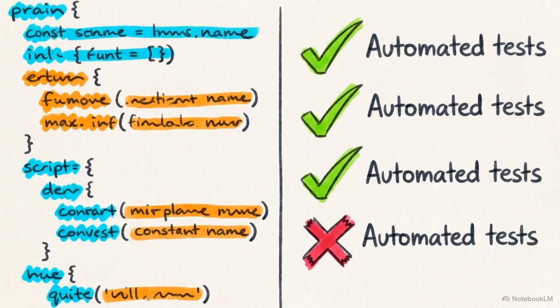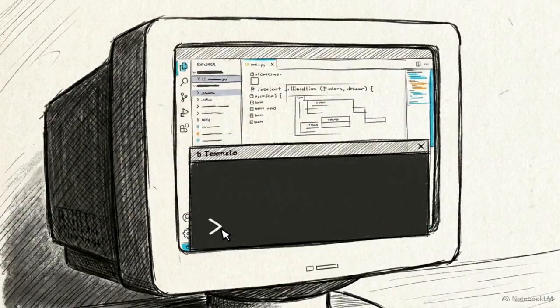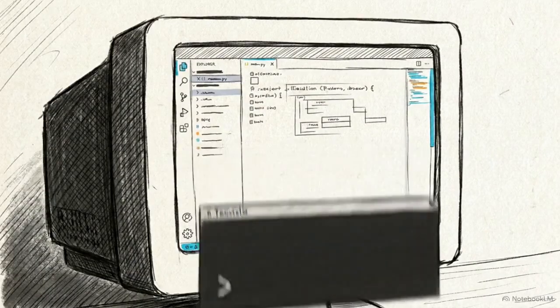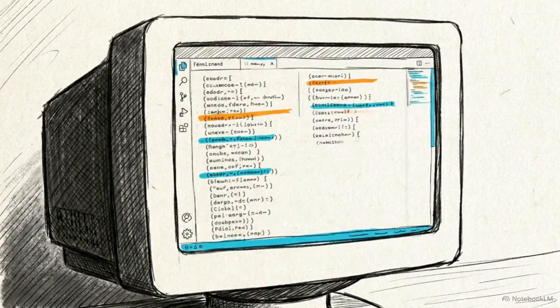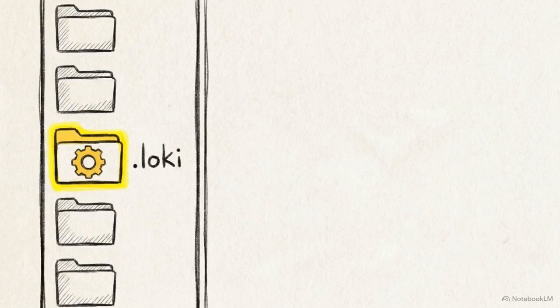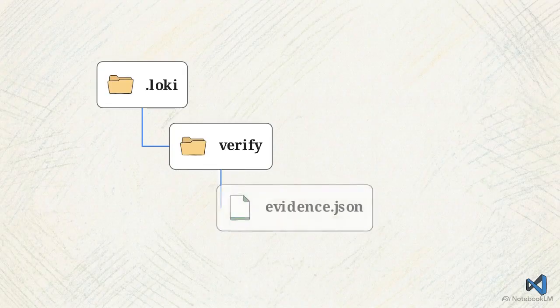You are now watching the system execute the plan, run tests, and correct its own errors until the final output matches the original brief. Once the terminal indicates the process is finished, open your code editor to see what the agents created. In your project's root folder, you will find a new hidden directory labeled .loki. This directory stores the run's local state. Navigating to the verify folder reveals the evidence.json file.